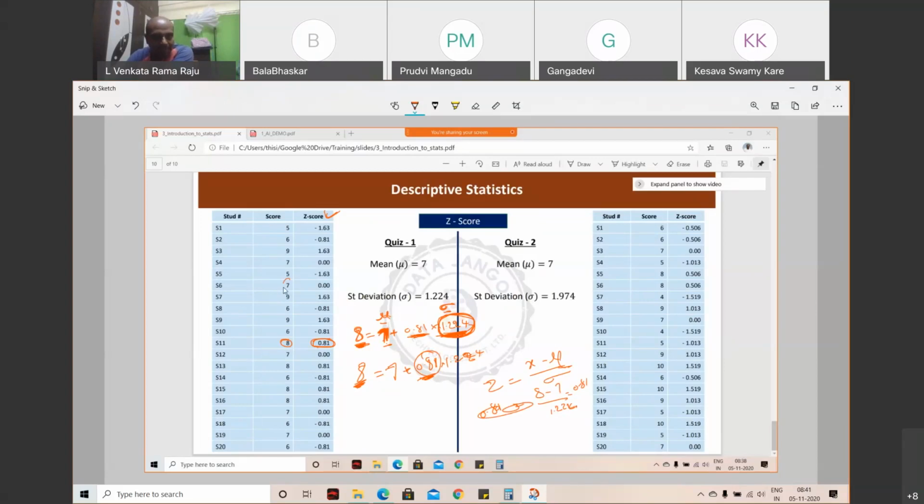For every data point, there will be a Z-score, because for every data point, we need to understand how far it is from the mean in terms of standard deviation.